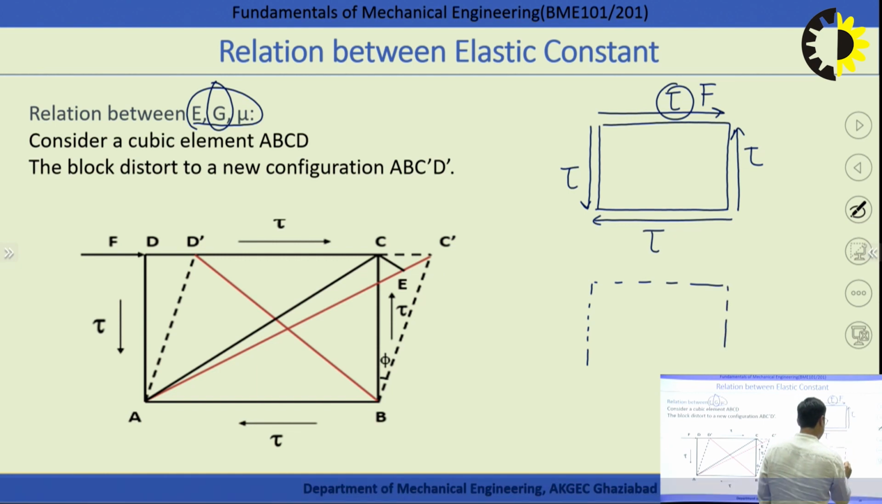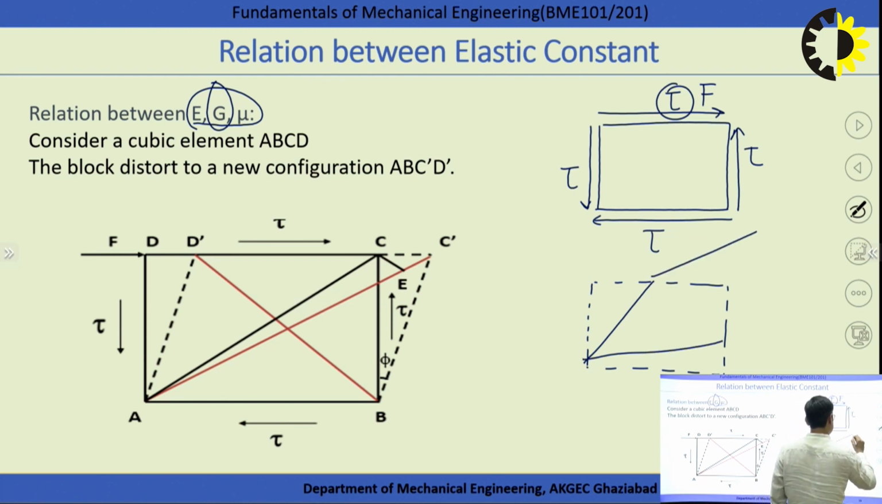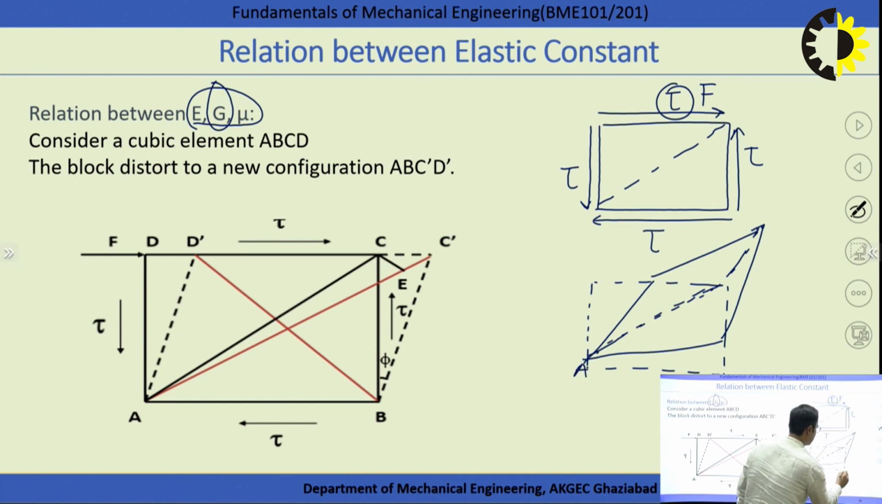Under the action of the pure shear, this will distort like this. Due to the tangential load, the final position will be like this, and suppose this is the diagonal, and this will be the diagonal in the same line. Suppose this is the initial position A, B, C, D. The final position becomes C dash, D dash, and suppose this point is E. So, that is the E point.